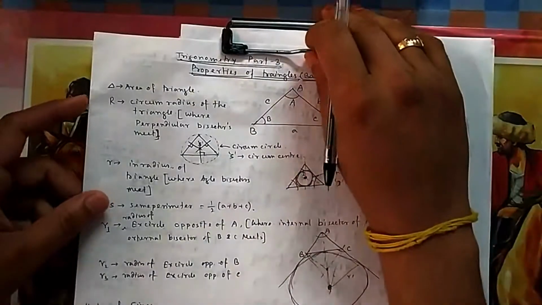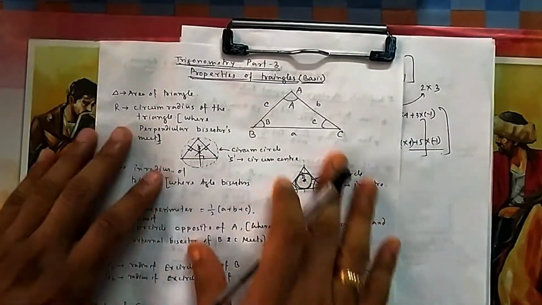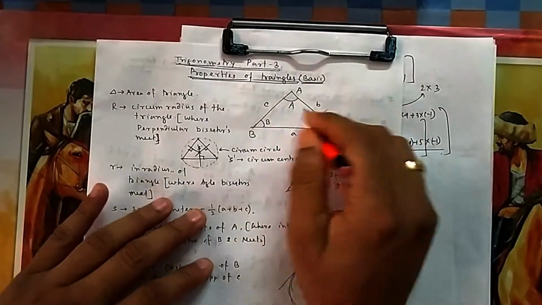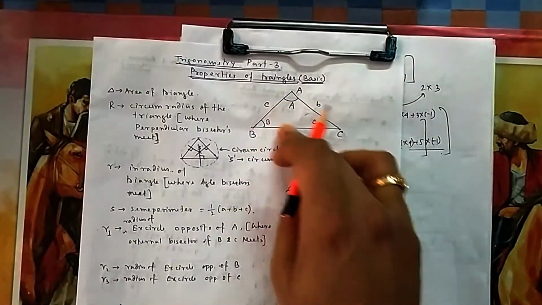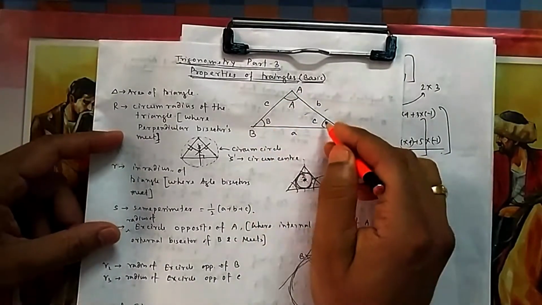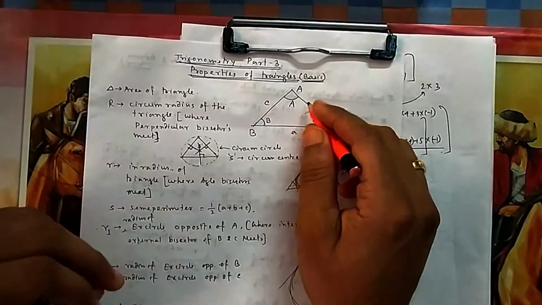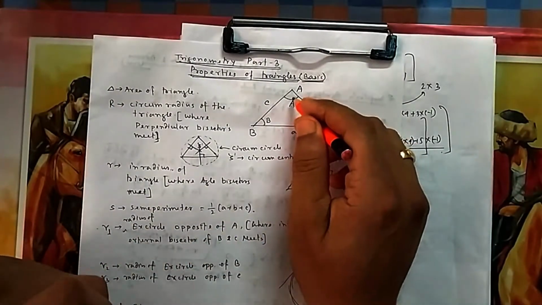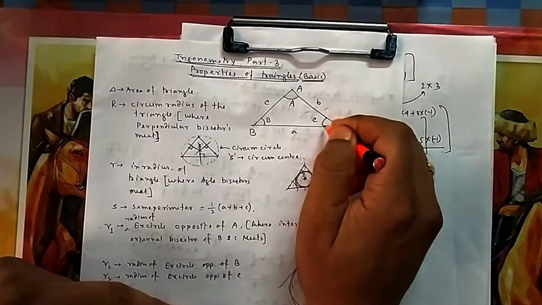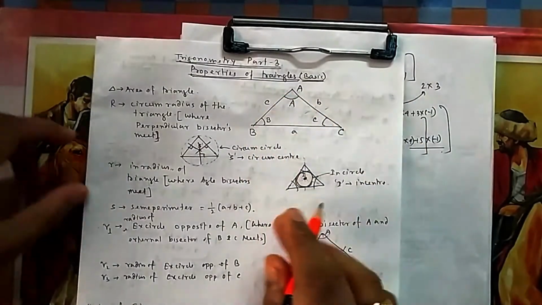Okay students, in trigonometry part 3, properties of triangle, there are lots of formulas. So before going to that, let me draw a simple standard triangle and name it, because all the formulas we will be doing on the basis of this triangle only. So this is triangle ABC. These angles are capital A, capital B, capital C. Small a, b, c are the sides. The side opposite to angle A is small a, the side opposite to angle B is small b, the side opposite to angle C is small c. So small a, b, c are the sides, capitals are the angles.